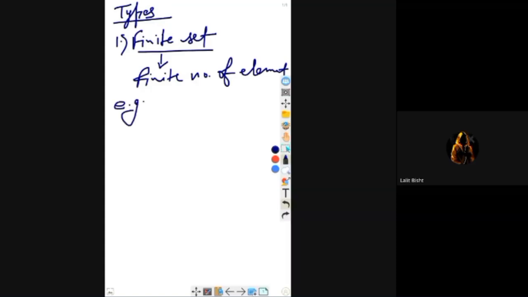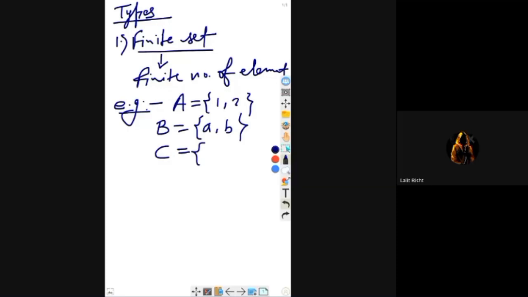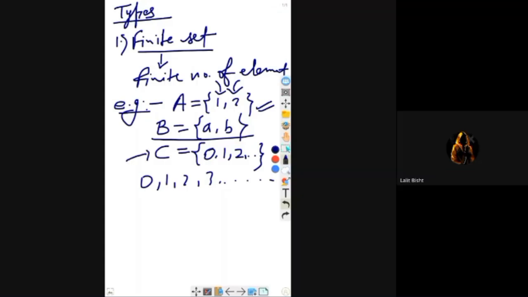For example, set A has elements 1, 2, set B has elements a, b, set C has elements 0, 1, 2, and so on. In all these examples, A is a finite set because it has a finite number of elements, 1 and 2. B is also a finite set, but C is an infinite set. This is the set of whole numbers, and whole numbers are infinite. So C is an infinite set, but A and B are finite sets.